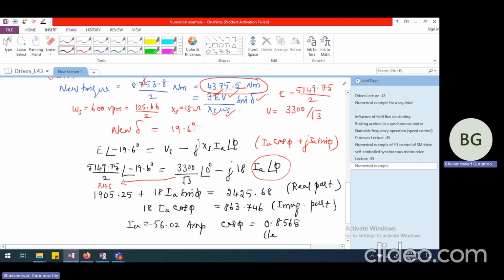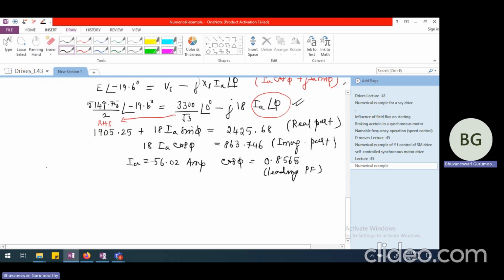Here the excitation remains the same, but the load torque has been decreased. So this will have a leading power factor. Here we have taken phi to be positive, which indicates clearly it is leading power factor. Sin phi also comes out to be positive. So we have solved for the power factor, for Ia, and also for delta. All three have been solved for.